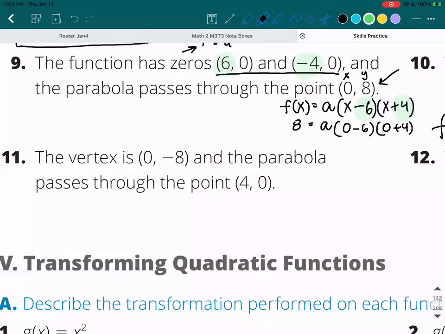Let's continue. So we just have to simplify and solve for a. So 8 is equal to a times 0 minus 6, that's a negative 6, times 0 plus 4, that's a positive 4. I am going to continue writing over here because that is where I have space. 8 is equal to a multiplied by, what is negative 6 times 4? That is a negative 24. So then if a is being multiplied by negative 24, we're going to try to get rid of that multiplying by doing the opposite of multiplying. We are going to divide. So divide by negative 24, divide by negative 24.